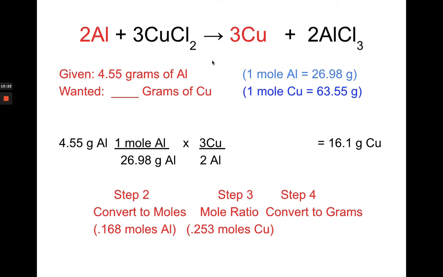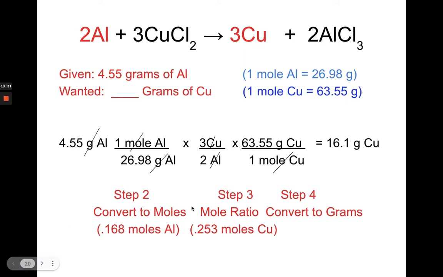That's the same ratio. But our client doesn't talk in moles. They want to know how many grams of copper. So the final step is a multiplication where we convert to grams using the molar mass of the copper. So we multiply. And again, once we've done all this, we just leave it on our calculator. 4.55 divided by 26.98 times 3 divided by 2 times 63.55 gives us 16.1 grams of copper. Try it yourself. Make sure you can get this answer as well.